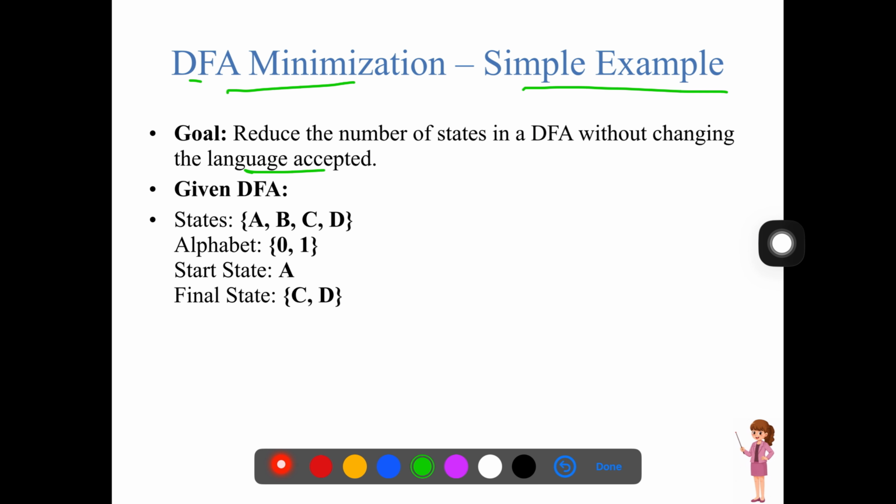Each language has its own set of rules, so we don't need to change the basic predefined language. The given DFA has states A, B, C, D. The alphabets are 0, 1. The start state is A, the final state is D. Let us go into detail and understand.